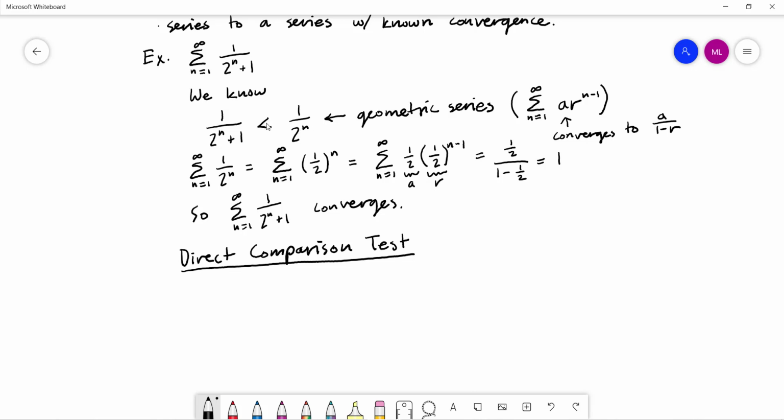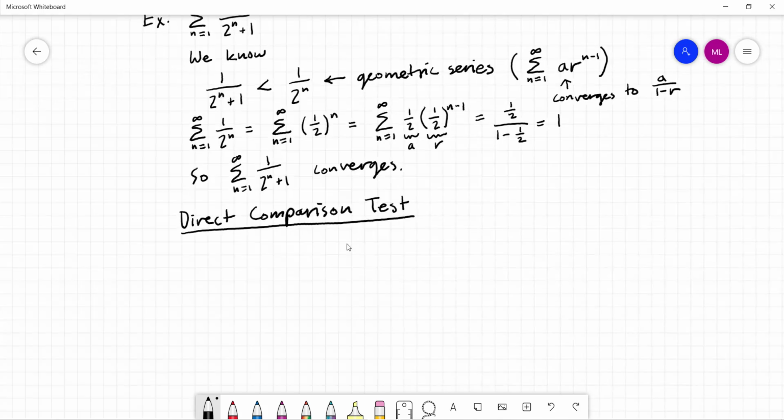But if this inequality were flipped, if instead I had 1 over 2 to the n minus 1, so that this side was greater than this side, that wouldn't be a good comparison to make, because even though this one's converging, these terms would all be bigger than these terms, and I wouldn't necessarily be able to draw that same conclusion. So you've, again, got to be conscientious about how you set up your comparison. So we'll talk about that here.